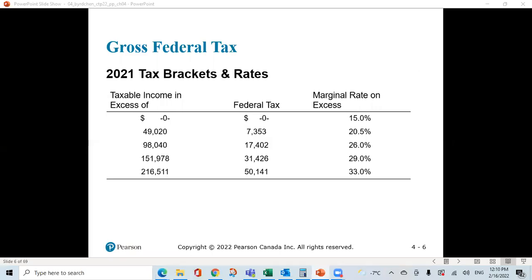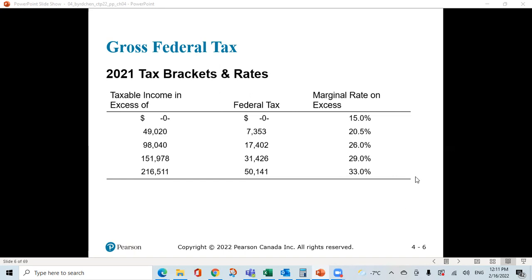So now we move on to do the calculation of tax payable. First, we're going to talk about the federal tax payable before credits and also the provincial tax payable before credits. The calculation of federal tax payable for individuals requires the application of a group of progressive rates to marginal increments in taxable income. The rates are progressive.